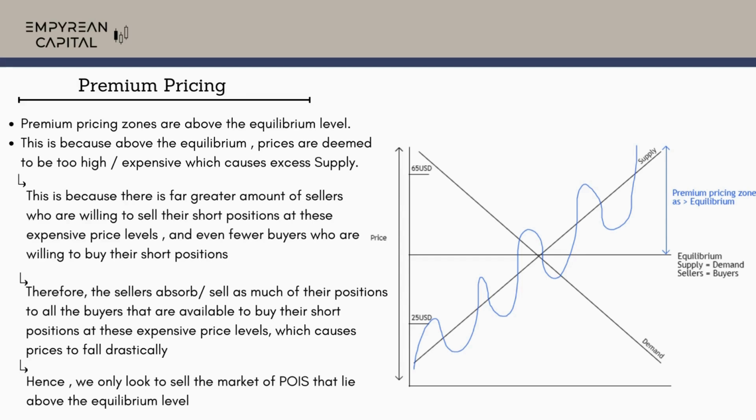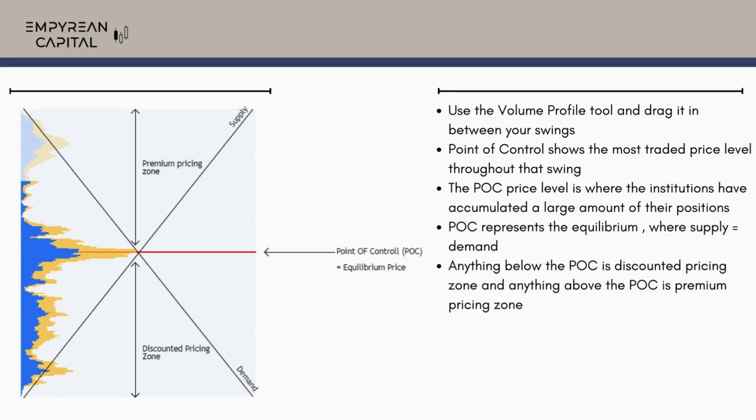So, how can we measure the equilibrium, the premium, and the discounted pricing zones? We use something called the volume profile tool. The volume profile tool is an institutional indicator, and it represents the volumes at each price level. We use the volume profile tool and drag it in between our swings. For example, if we're in an uptrending market, we drag it from the higher low to the higher high, or if we're in a downtrending market, we drag it from our lower high to our lower low.